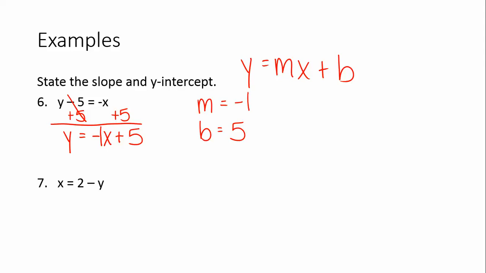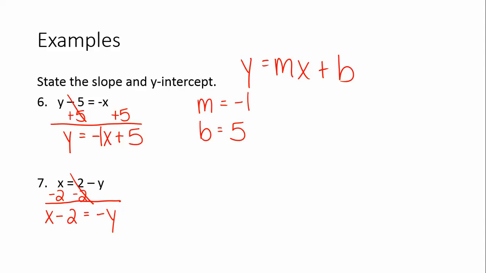Number 7, we have x equals 2 minus y. Again, we want the y by itself. Right now we have a 2 minus y on the right-hand side. We want to get the 2 to the other side, and notice that the 2 is positive. So we're going to subtract 2 from both sides. Be very careful with your signs here. That gives us x minus 2 equals negative y.